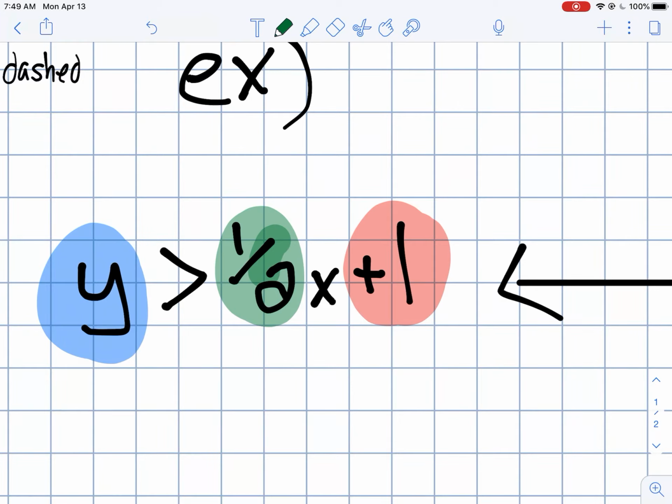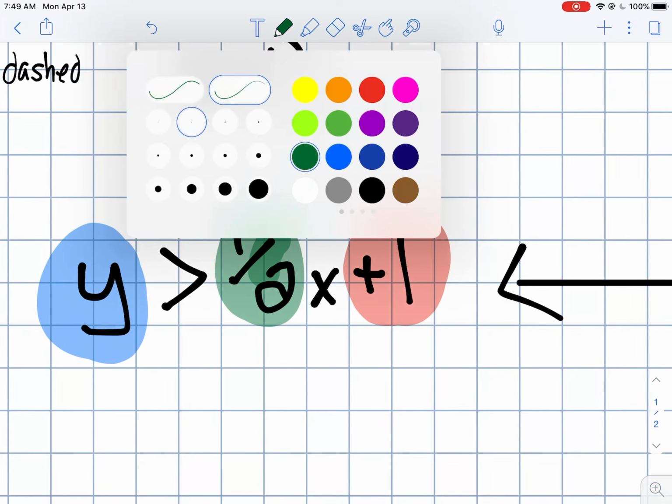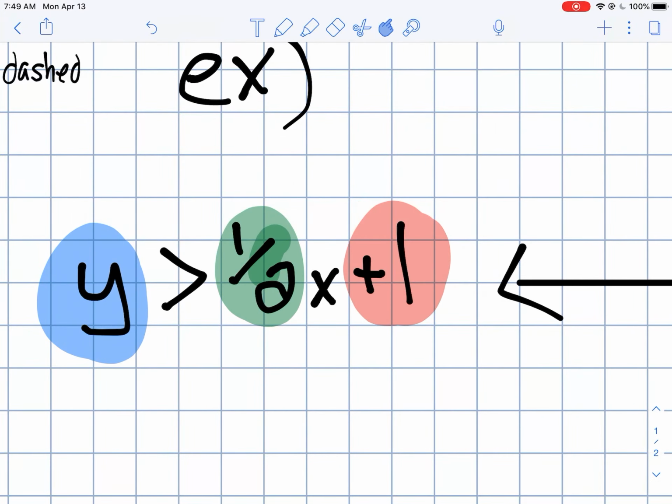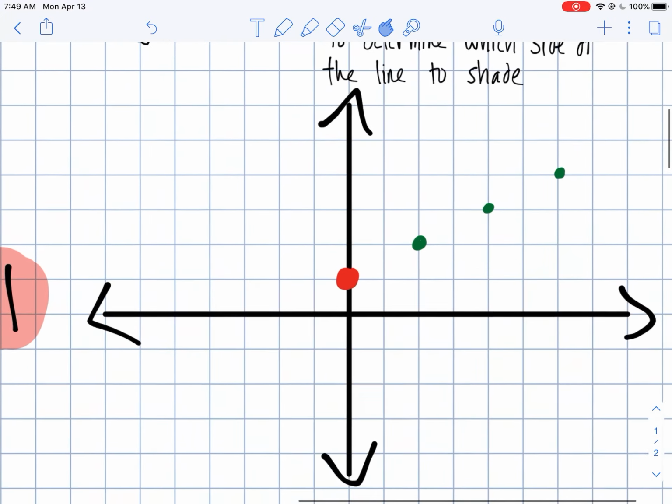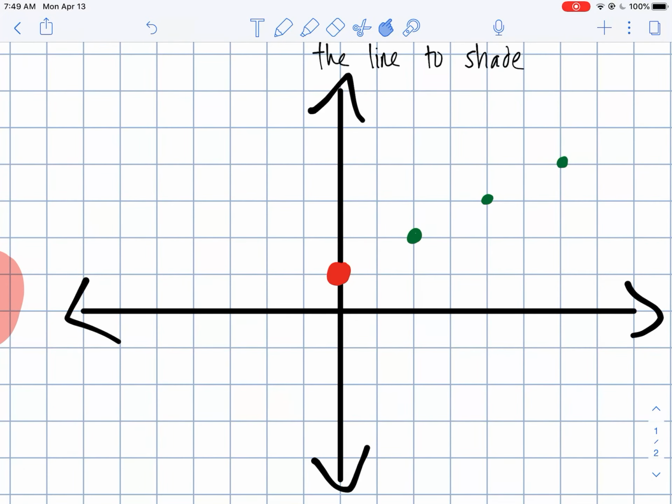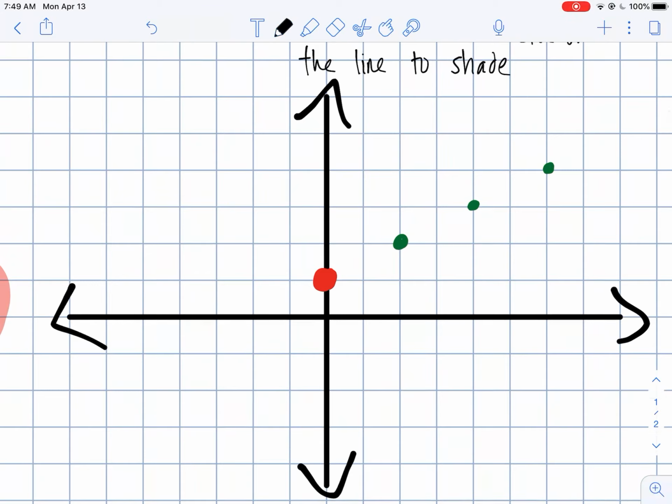Let's take a look here. In this case, it is not underlined. It's just y is greater than 1/2 x plus 1. So since it is not underlined, I'm going to go with dashes. I'm going to make a dashed line here, something like this.